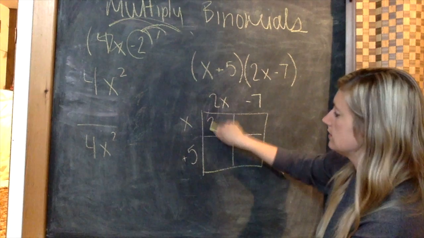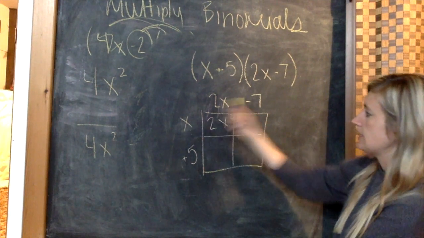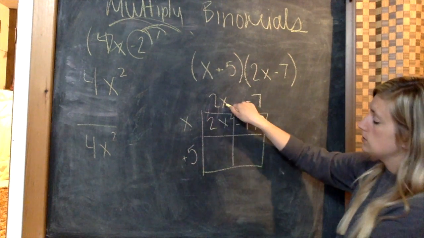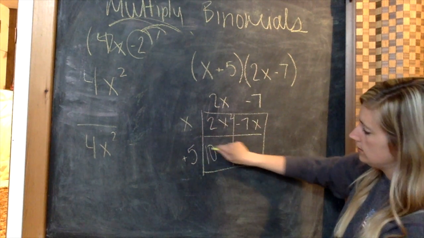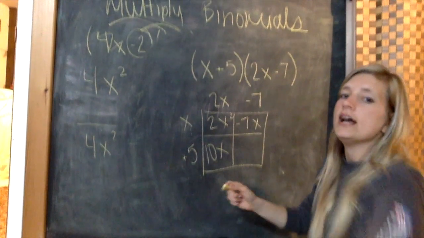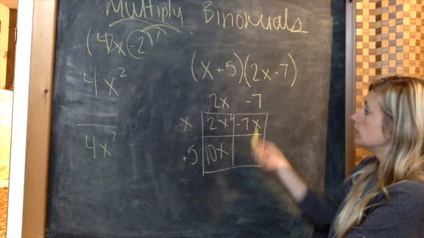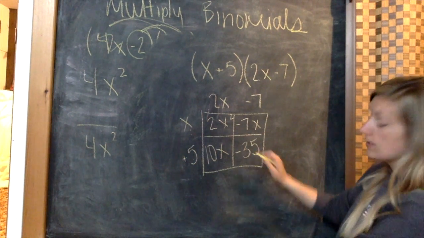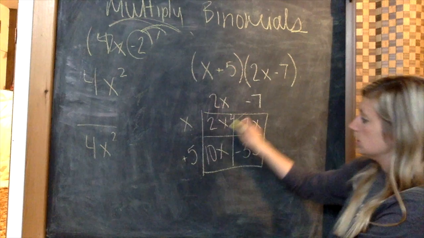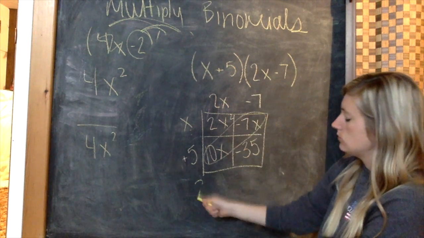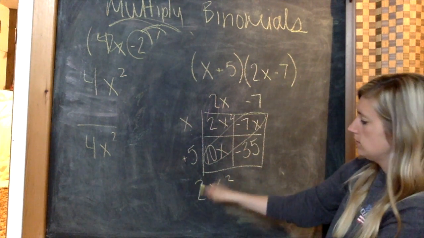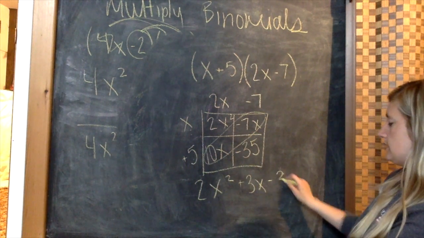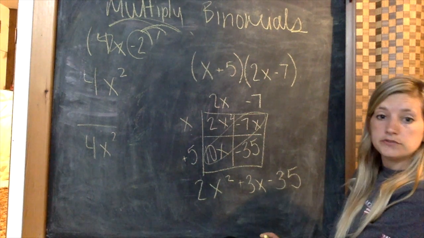2x times x, 2x squared, x times a negative 7, negative 7x, 2x times 5, 10x. I hope I'm not going too fast. I apologize if I am. Negative 7 times 5, negative 35. And so now you need to combine on the diagonals. So 2x squared, and then 10 minus 7 is 3x, minus 35.